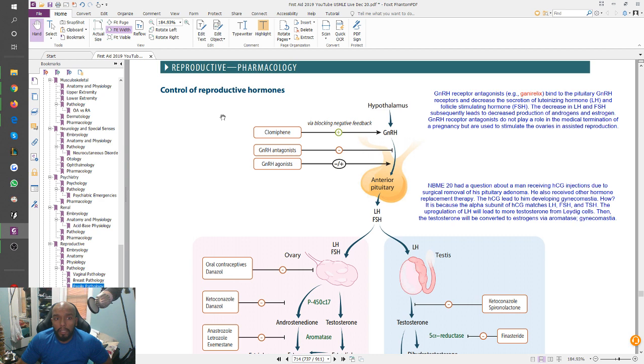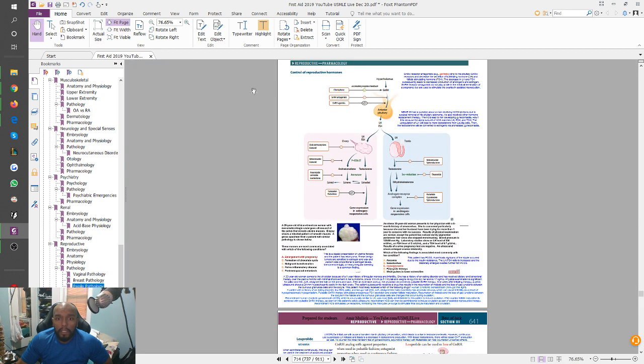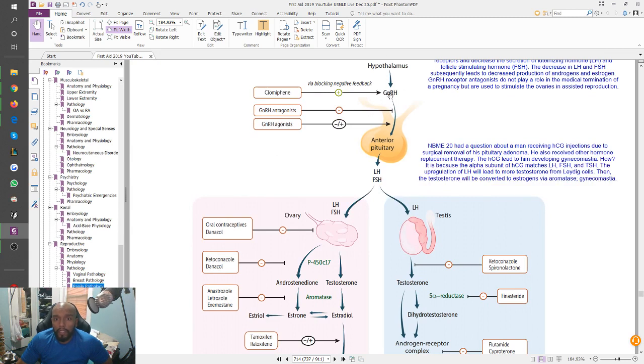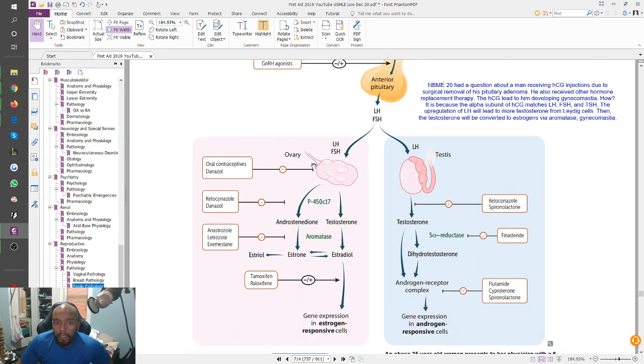So here on this image, on the first page, you can kind of see there's an entire algorithm of stuff happening, right? It starts from the hypothalamus making GnRH, which then goes to the anterior pituitary to make LH and FSH. LH and FSH both have impact on the ovary, and only LH really has major impact on the testes. So let's look at the ovary side of things first. On the ovary side of things, we can see that you could take oral contraceptives or danazol, and all of that is going to stop your ovary from making anything.